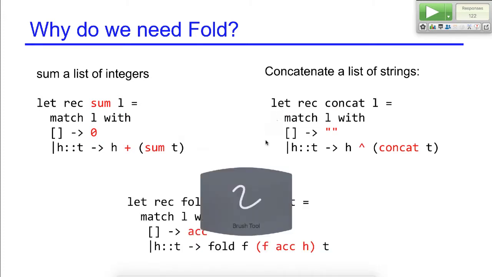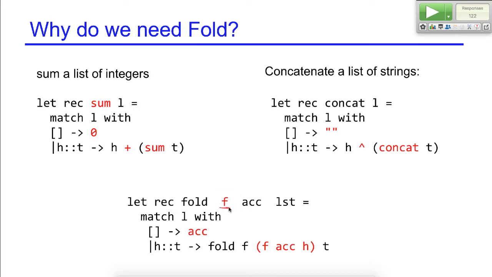Now look at that. The fold takes an f. This f could be a sum. This f could be the concatenation. And this accumulator is the last thing that you're going to return. That's what we did: if it's an empty list, return that accumulator. This could be 0. This could be an empty string. This could be true. This could be false. This could be a floating point number.